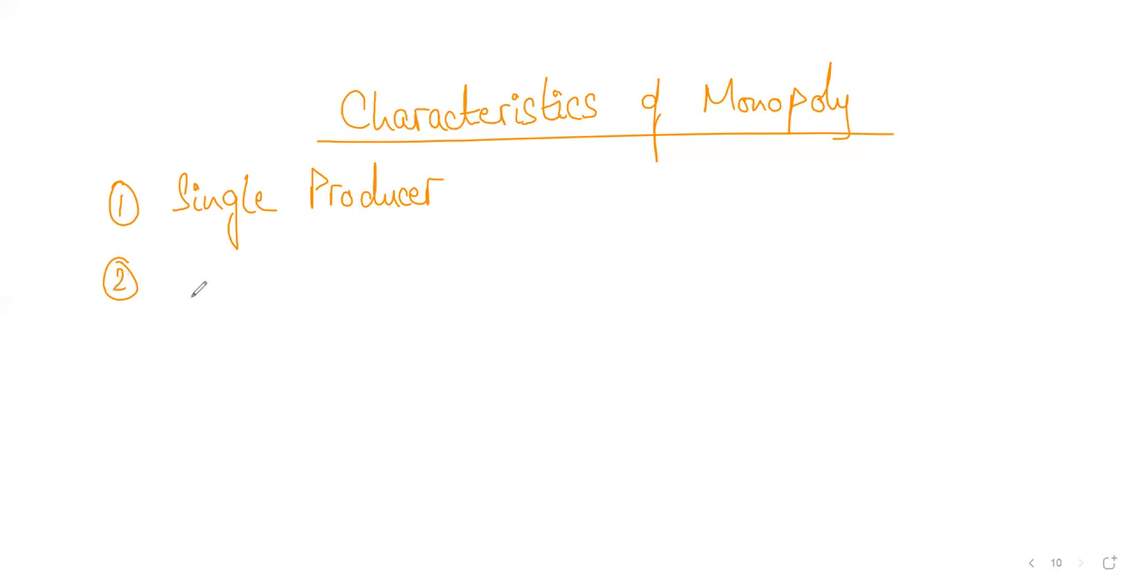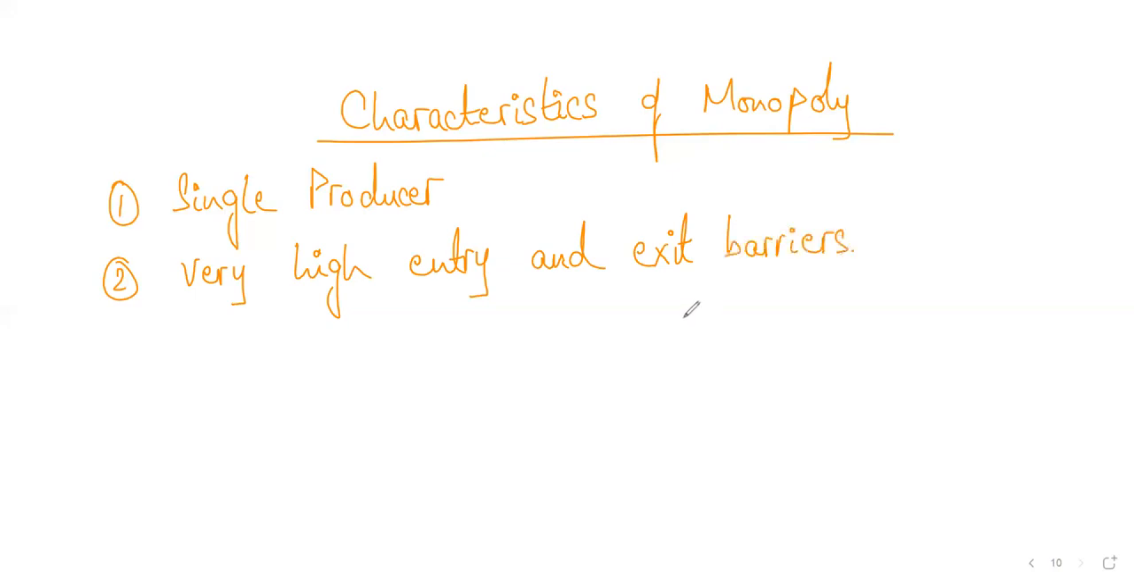Okay, now there's a single producer. Then another thing that you need to know, and that's very important, is very high entry and exit barriers. So the first question that anyone should ask themselves is, why is there only one firm in the market? Isn't it very natural to ask that if there's only one firm in the market, there has to be a reason for it? And the reason economics provides is that it's difficult for new firms to enter the market, because otherwise, obviously, some other firms would have entered. Yes or no? So, very high entry and exit barriers.